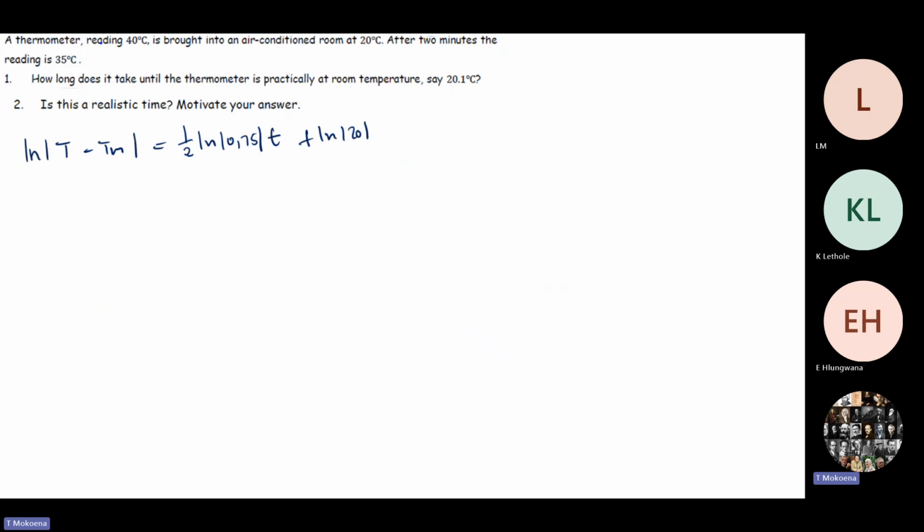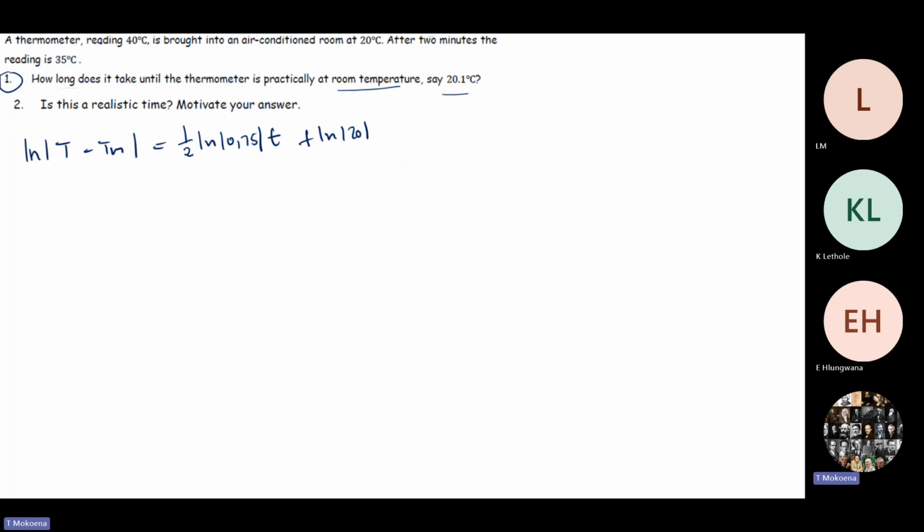Now from here, then what are we going to do? Let's answer this question. You see, you don't even have to read the questions before, but it's important, guys. Please read the questions before you answer. Here we're just following the pattern. So now, how long does it take until the thermometer is practically at room temperature? Say room temperature is 20.1 degrees Celsius. How long will it take?